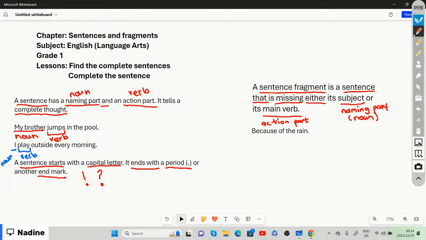So now it's like you're asking yourself, what about the rain? Which means that we are missing the naming part, which is the noun within that sentence, which means that this is not a complete thought. It is not a complete sentence. We call that a sentence fragment.